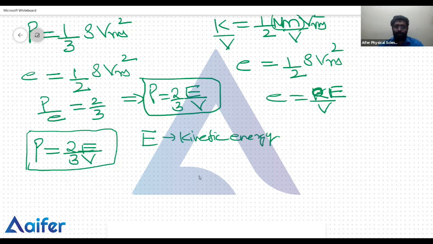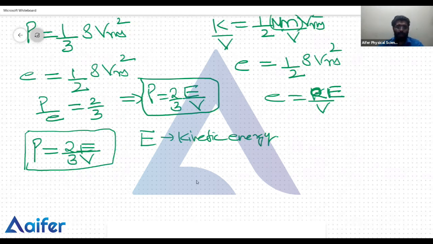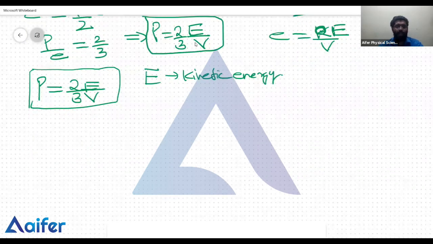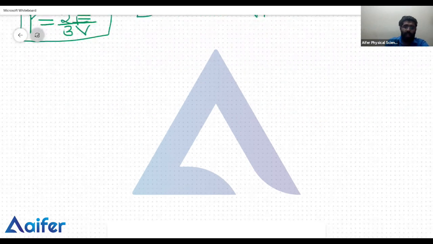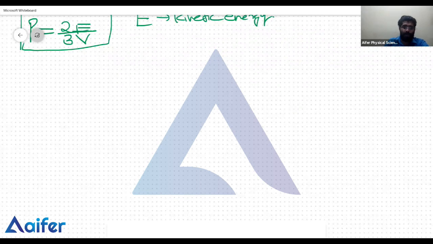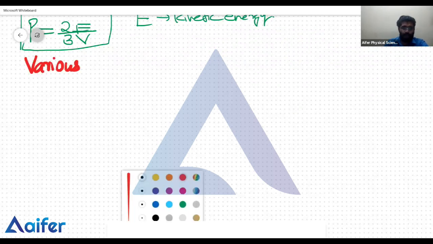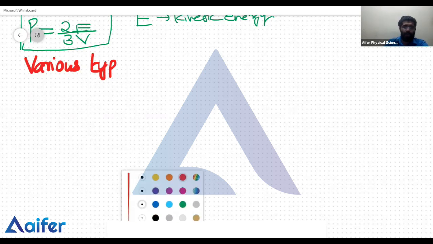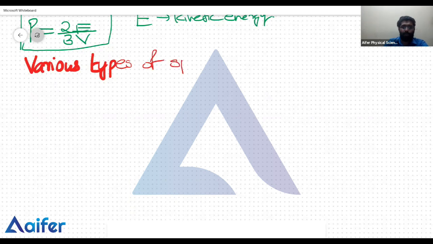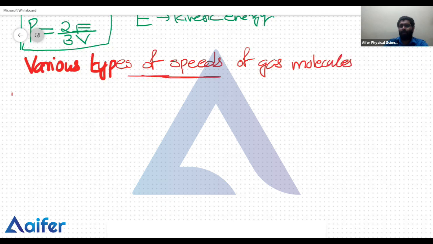Now we are in a position to discuss various gas laws, but before that we will spend some time on the various types of speeds possessed by gas molecules. The first one is root mean square.